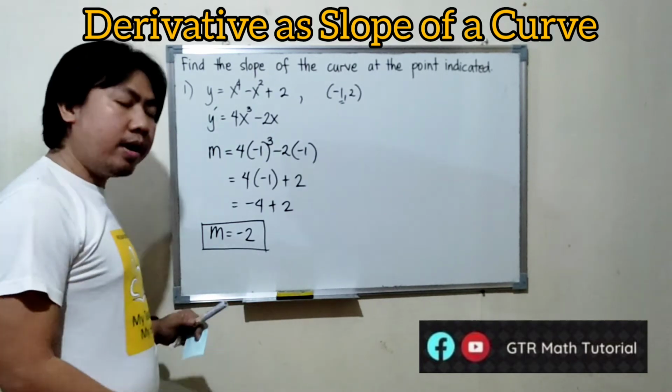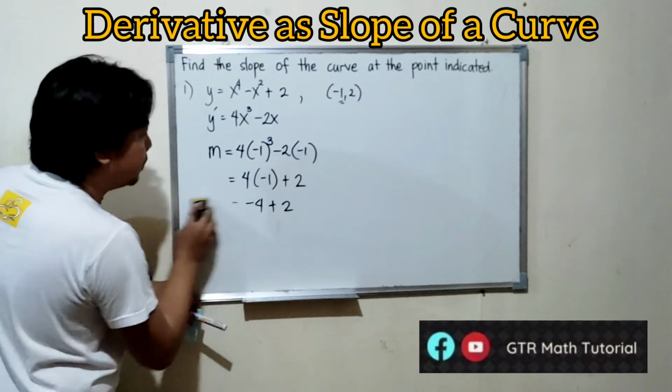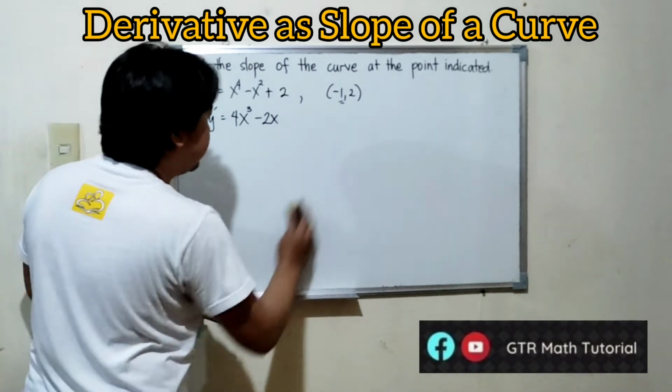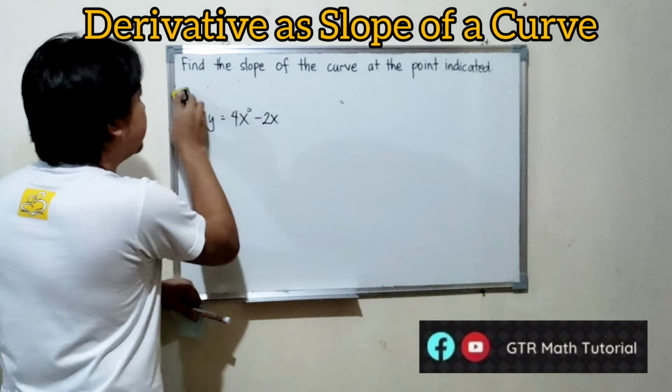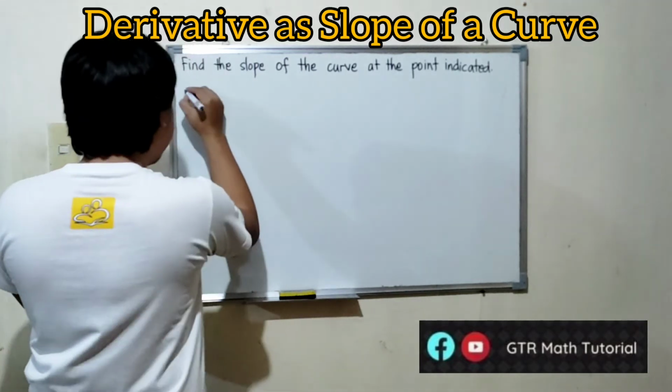Okay, so next, example number 2. So slope is negative 2. So another example, number 2.